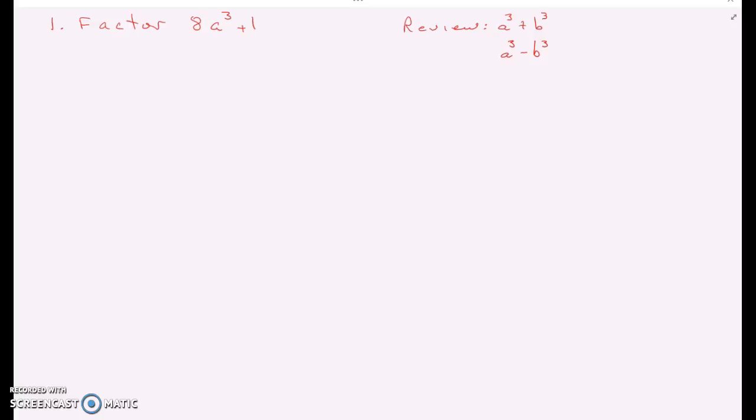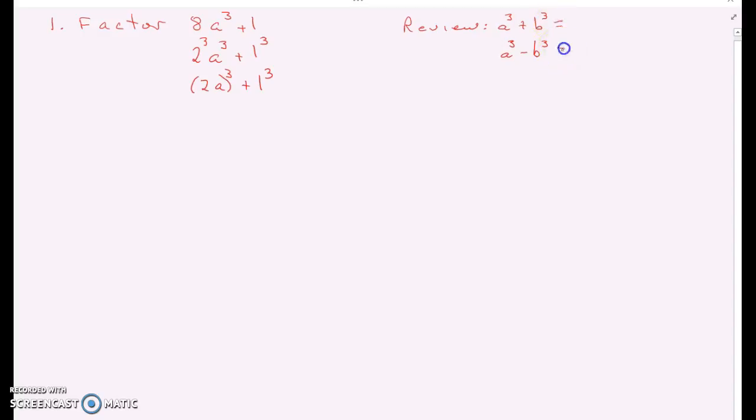But this is a sum of cubes. It could be written 2 cubed a cubed plus 1 cubed, because 1 cubed is 1. And that could be written as put the 2a in parentheses and cube it all. Now you have it in the form of this formula, a cubed plus b cubed. So let's review what the formulas are.